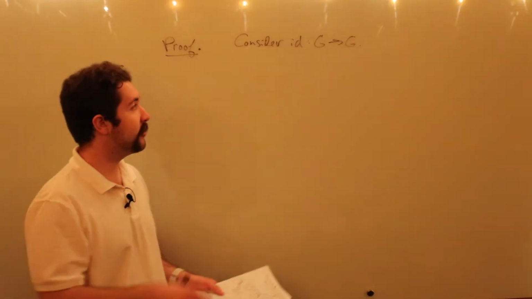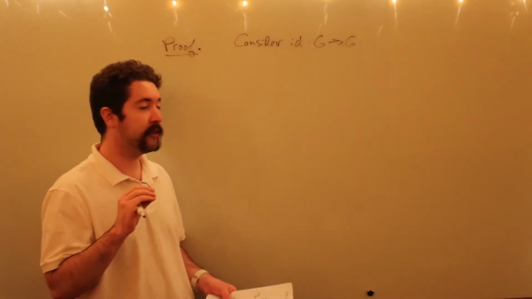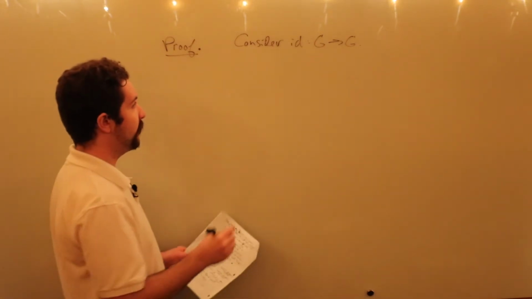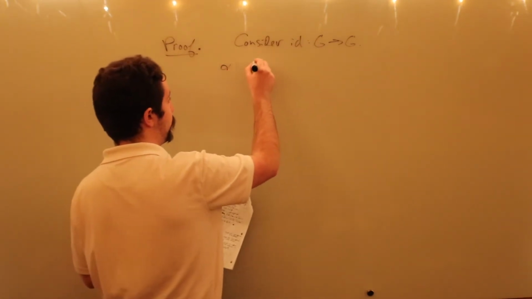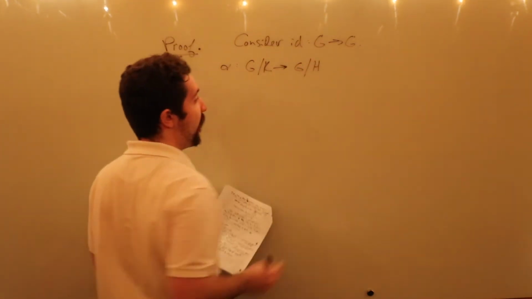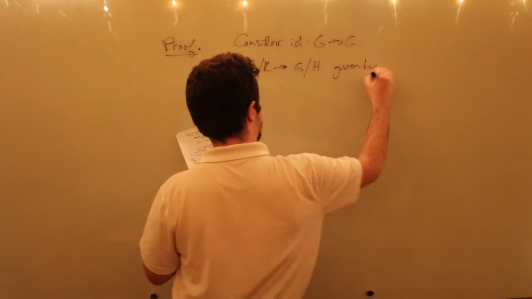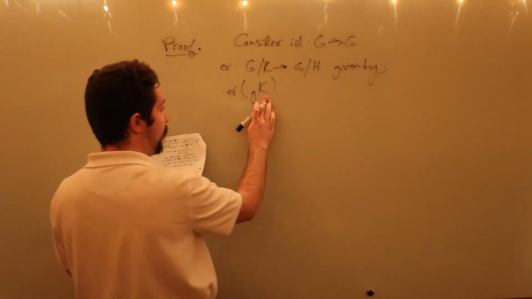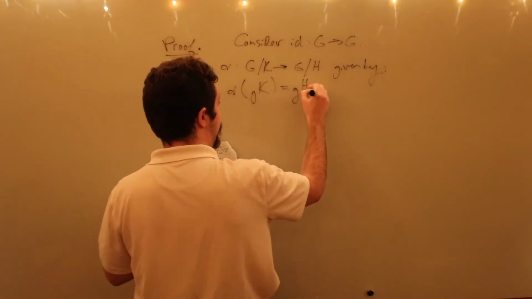All right, first we want to consider the identity automorphism from G to itself. That is exactly the map which sends each of the elements of G to themselves. Now this is going to induce a map alpha from the quotient group G/K to the quotient group G/H. And alpha is going to be given by alpha of gK, the left coset of K in G by some element small g, is equal to gH.